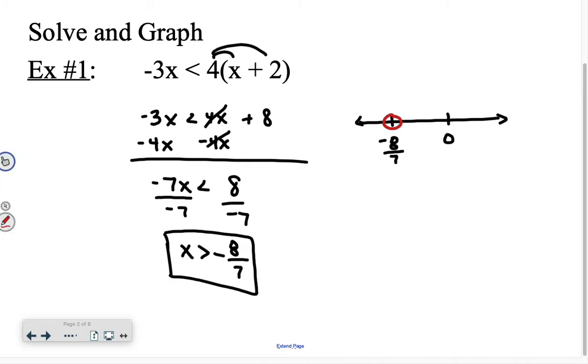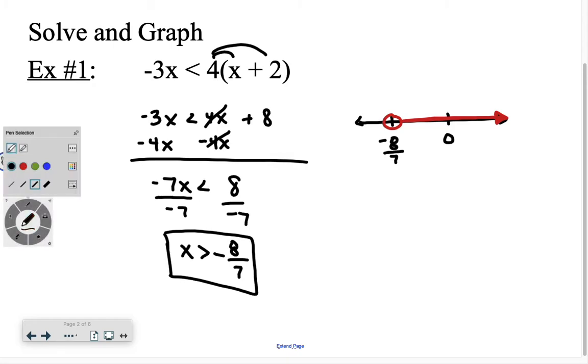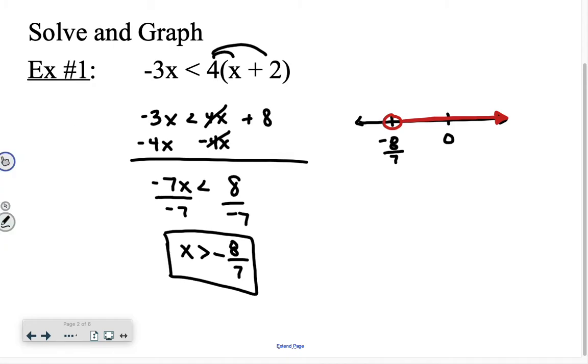Okay? And then where are the numbers bigger than negative 8/7? To the left or to the right? To the right. Yeah. So we shade to the right, including the arrow, signifying that this is going to keep going forever and ever and ever. It'll go to infinity. It will never stop. So there's one way that I want you to show your answers. Inequality along with a number line.